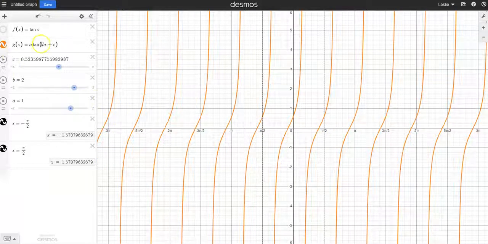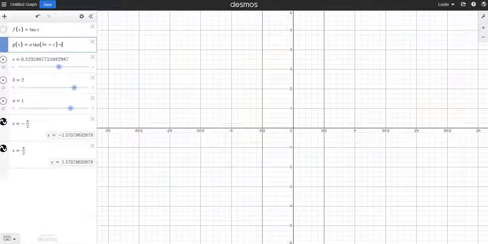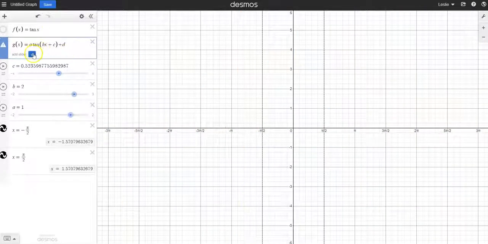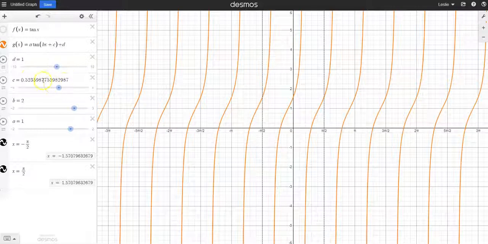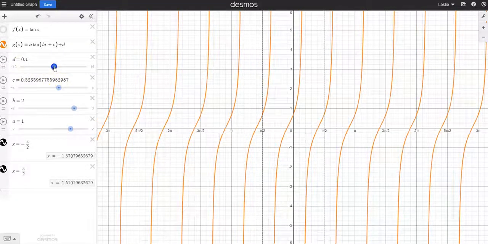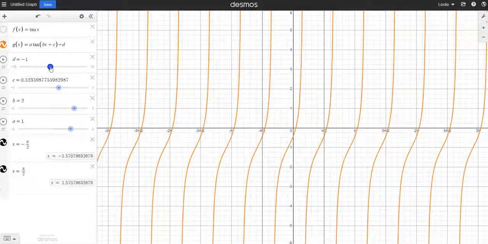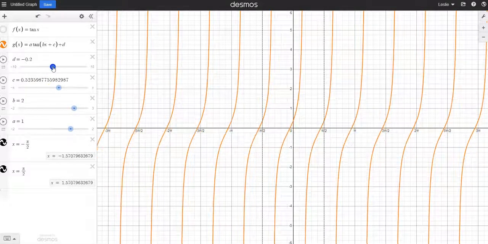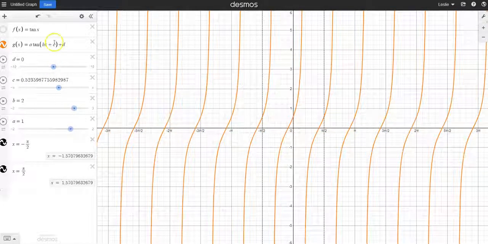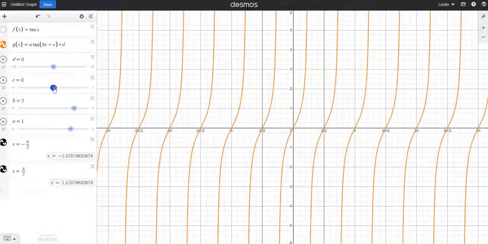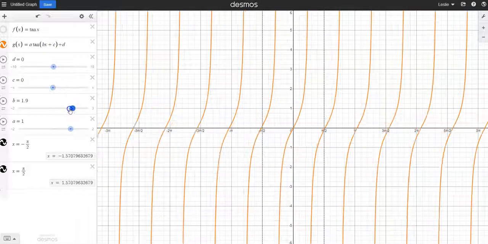So we've looked at what happens when we put a number in front of tangent, in front of x, and what happens when we add to the argument. There's one more thing we can do to transform a function, and that is we can add a vertical shift. We can add anything we want to d. Where is d equals 0? It's right there. So that's my tangent function. Let's put c back to 0, b back to 1.